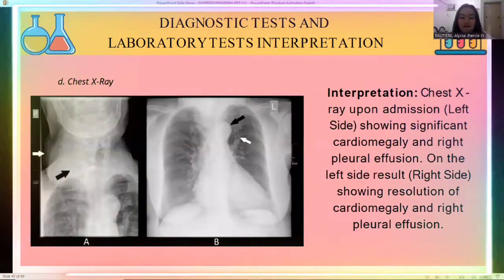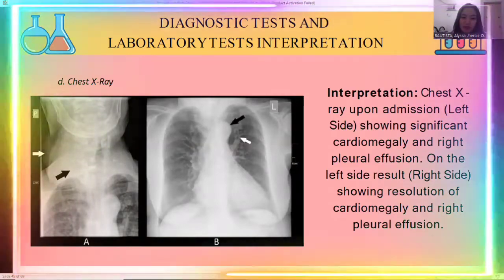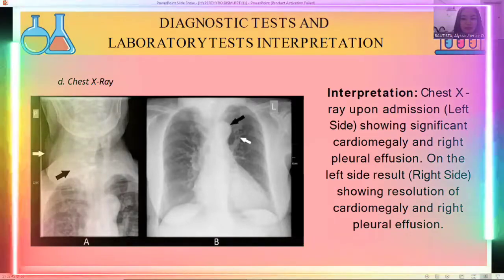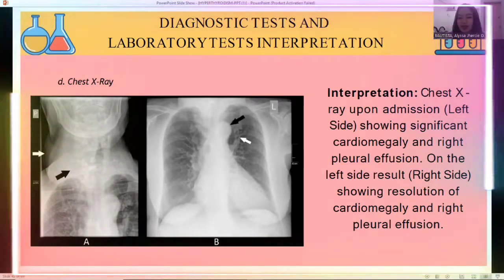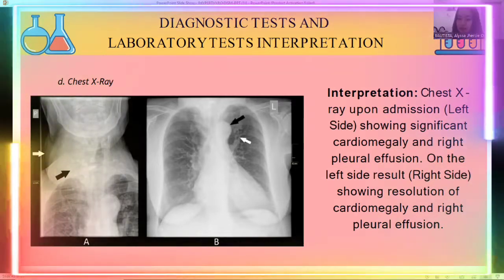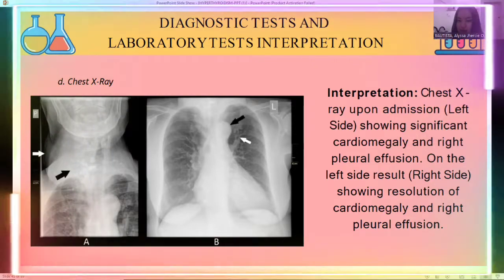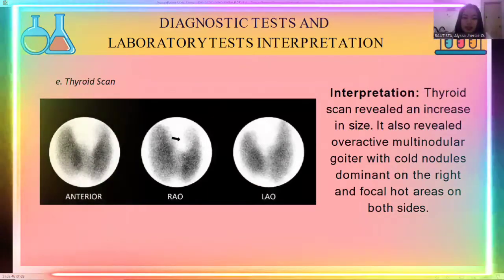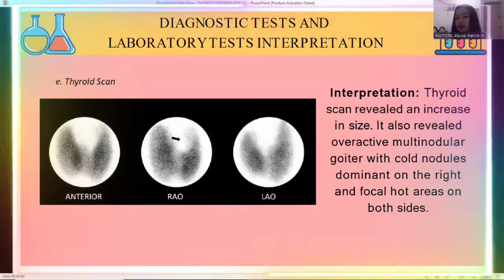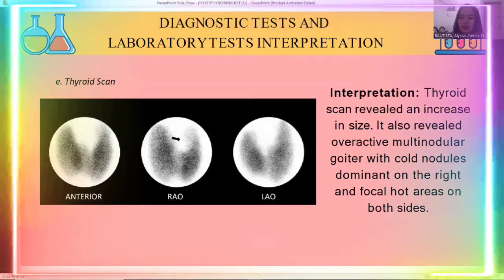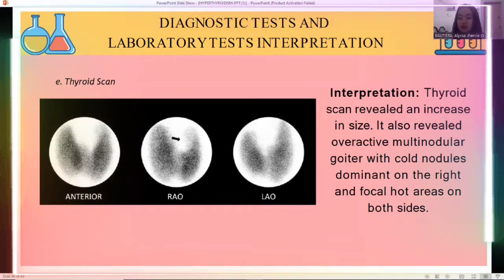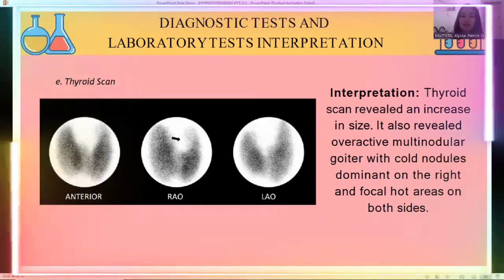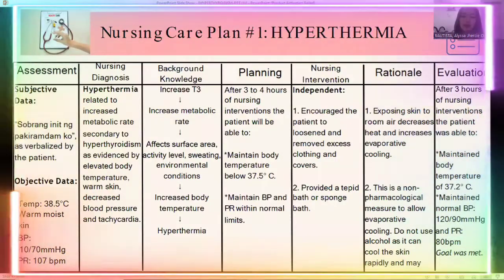Next slide, please. For the chest X-ray interpretation, chest X-ray upon admission showing significant cardiomegaly and right pleural effusion. On the left side result, which is the right side, showing resolution of cardiomegaly and right pleural effusion. Next slide, please. Thyroid scan revealed an increase in size. It also revealed overactive multinodular goiter with cold nodules dominant on the right and focal hot areas on both sides. Next presenter, please.